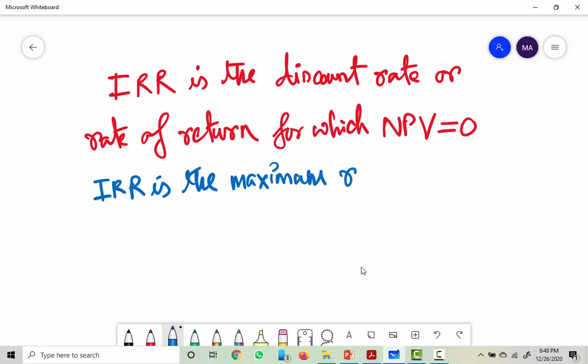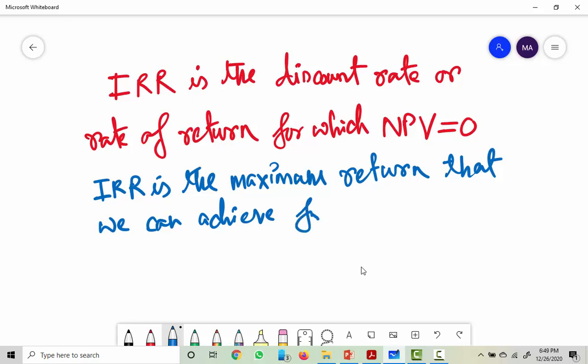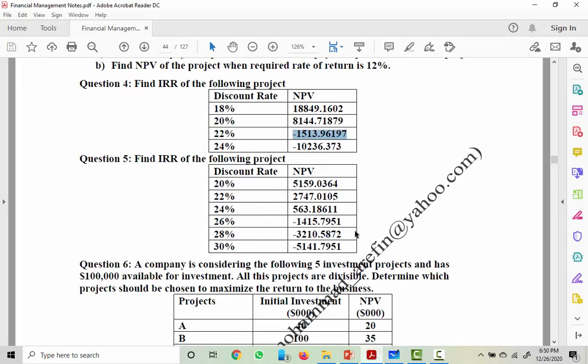IRR is the maximum return that we can achieve from a project. So if you notice carefully the example that we were solving, when the rate was 20%, at that time NPV was 8,144. When we move to 22% discount rate, at that time NPV becomes negative.